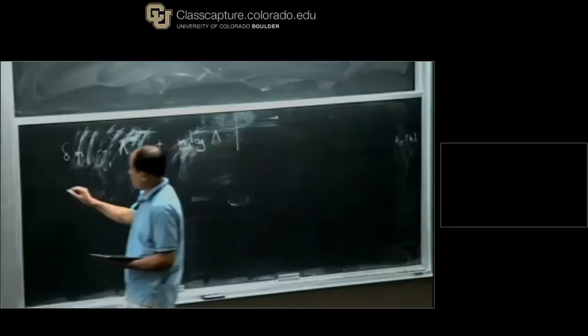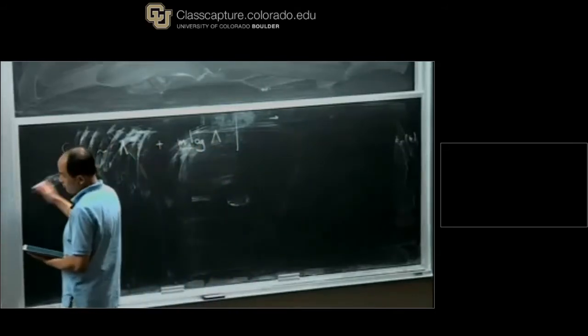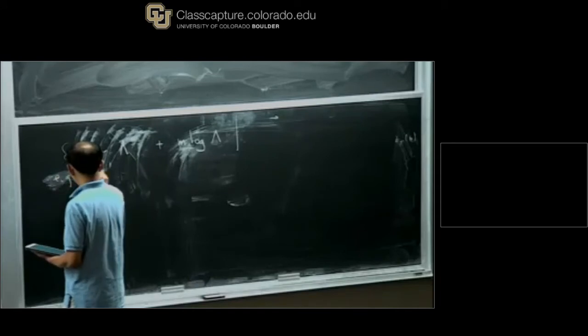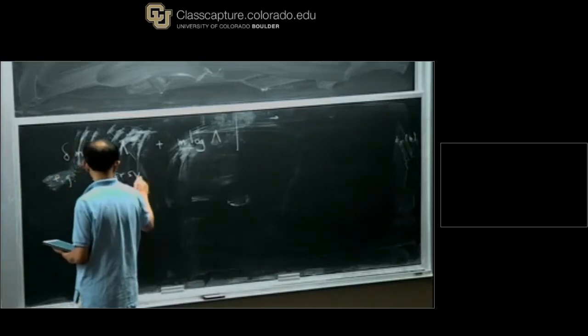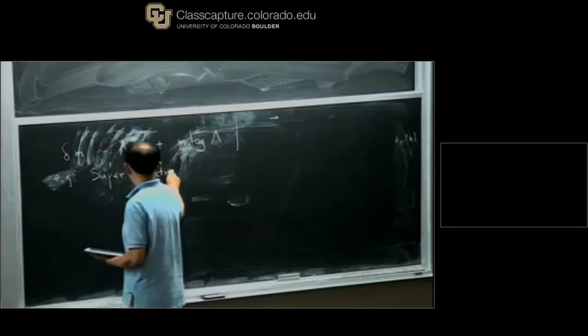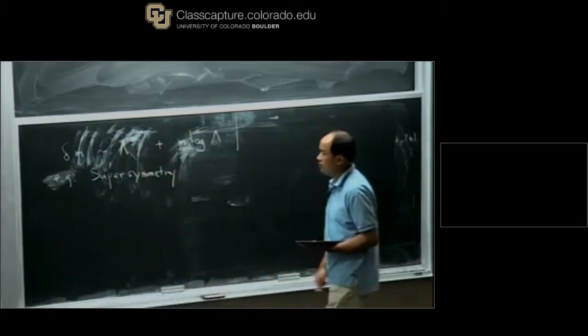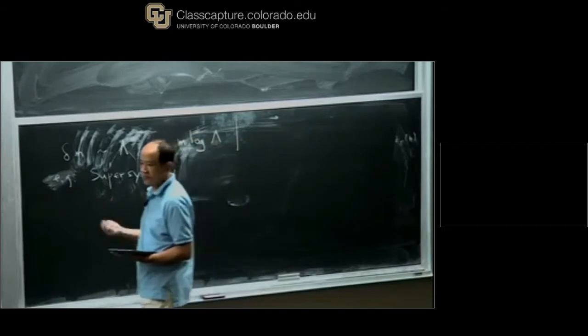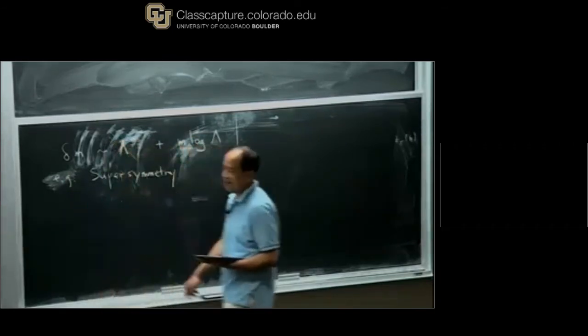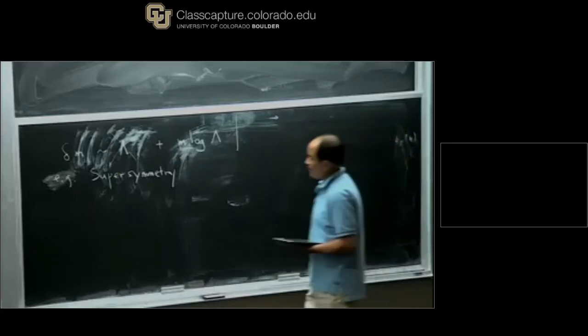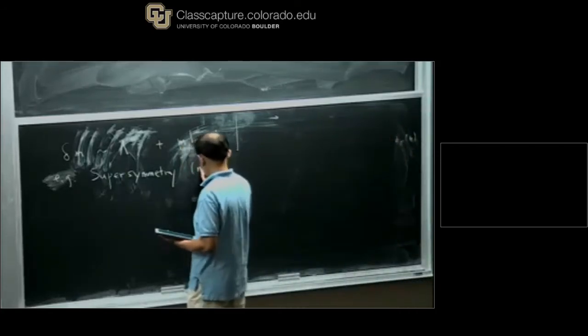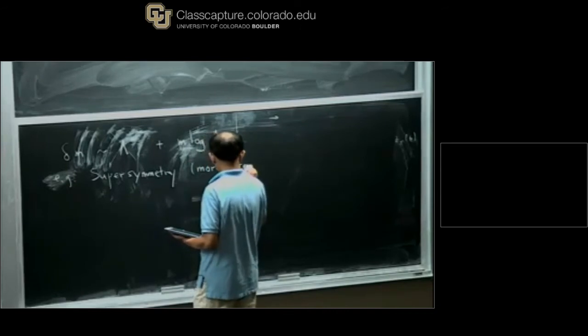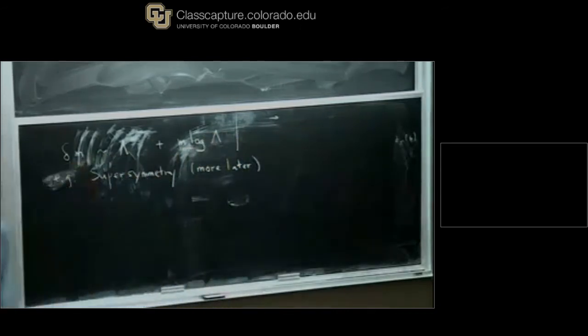So another example of using symmetry is well known, and that's supersymmetry, which is literally also using chiral symmetry, by the way. Because supersymmetry is a symmetry between fermions and bosons, and the fermion masses are protected by chiral symmetry. So we'll talk about this later. More later. In 10 minutes, hopefully.